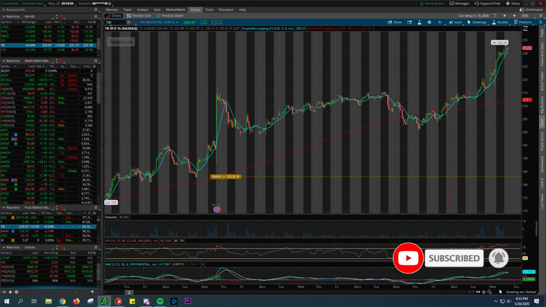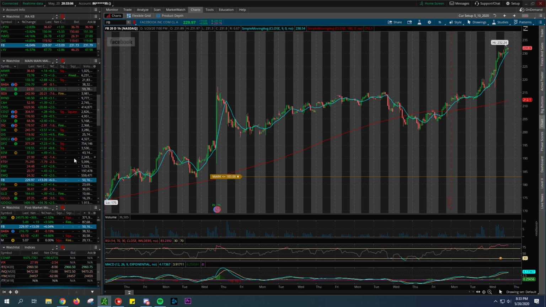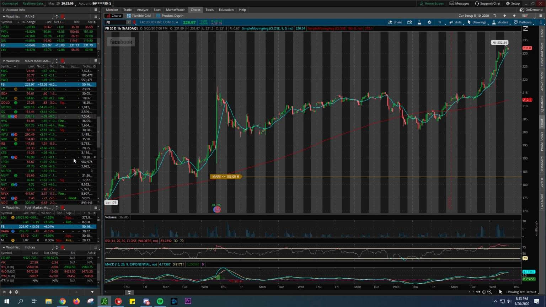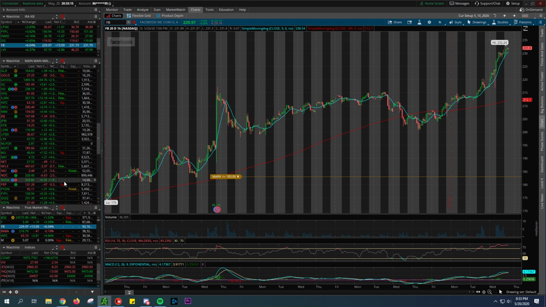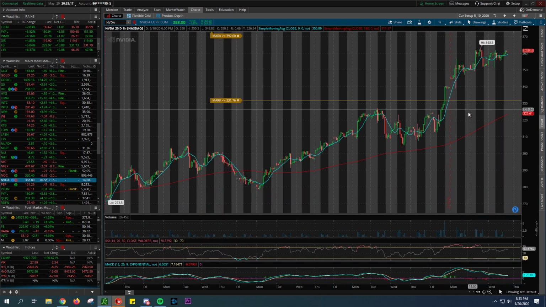Looking at that, and then I did promise you, what did I promise you? Oh yeah, NVIDIA, my bad, brain fart. This is a super important earnings coming out tomorrow after the close, so be super mindful when trading this and trying to get into anything, because again, we don't know how earnings are going to come out.